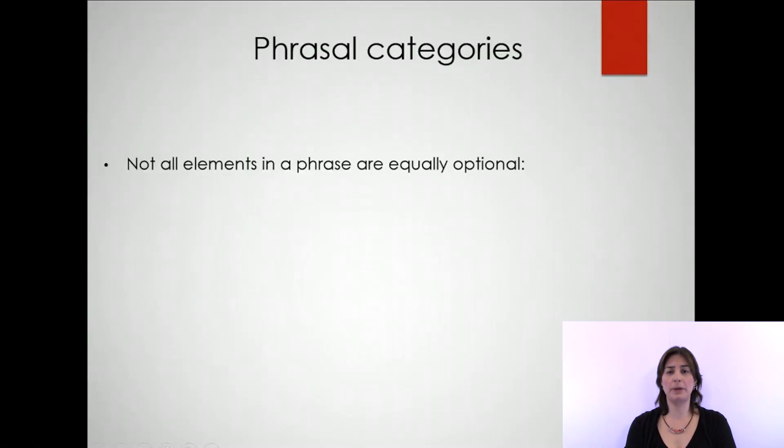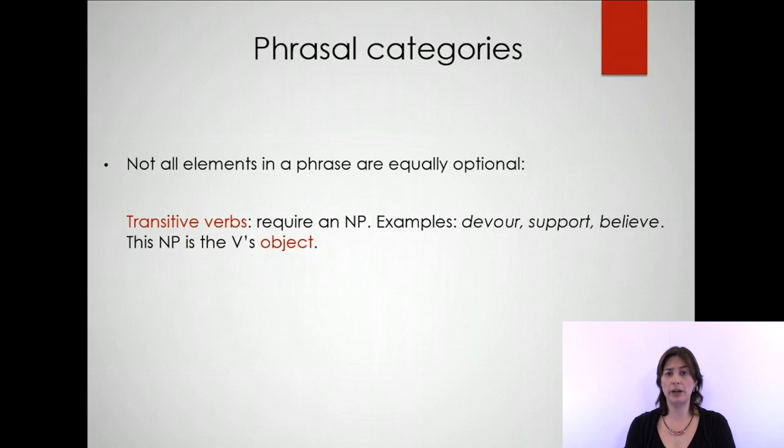It is important to remember that not all elements in a phrase are equally optional. When it comes to verbs, there are two kinds. Transitive verbs always require an NP, noun phrase, within their VP, their verb phrase. For example, the verb devour can only appear in a sentence in which you say what you devoured. You can say, last night I devoured 2 pizzas, but not, last night I devoured. You can say, last night I ate or I fasted, but not, I devoured.